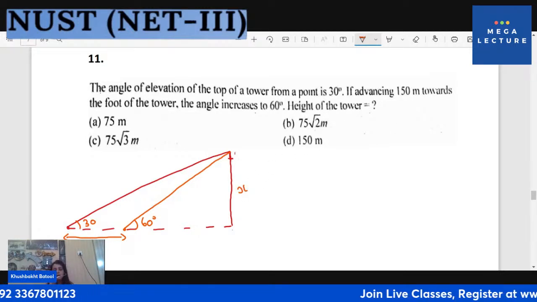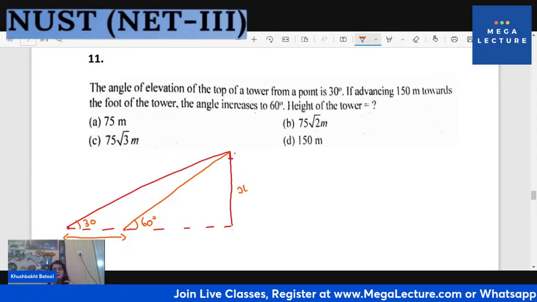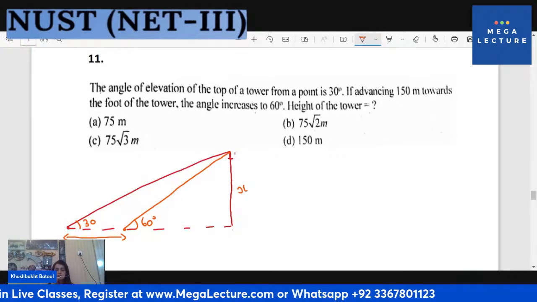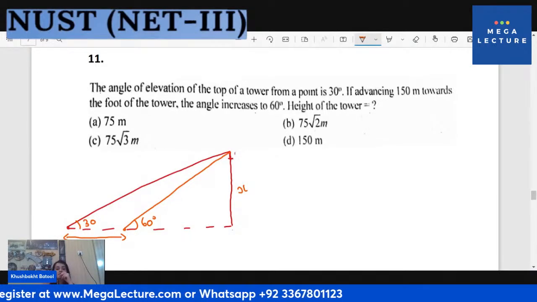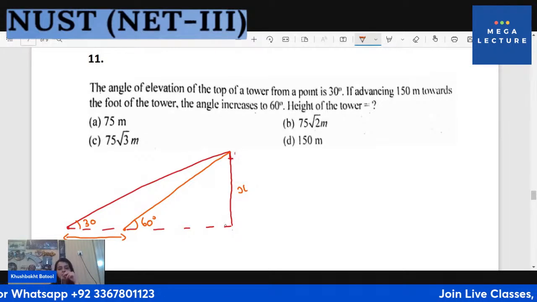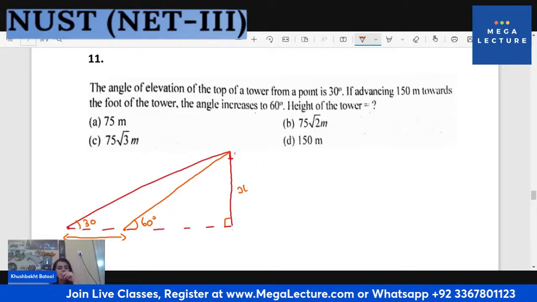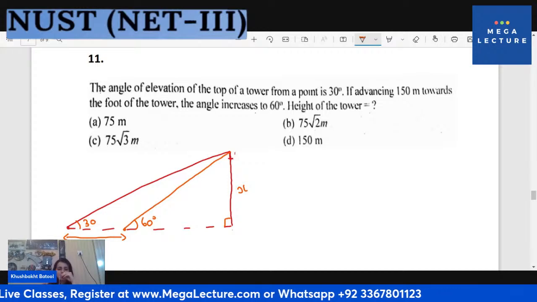Initially, from a point, the angle of elevation was 30 degrees. Then when you moved 150 meters, the angle of elevation became 60 degrees. You need to find the height of the tower. So first of all, for finding out the height of the tower, I know this would be the right angle triangle, but I need one of the sides. So let's just try finding out the base of the original triangle or this new triangle. That does not matter.